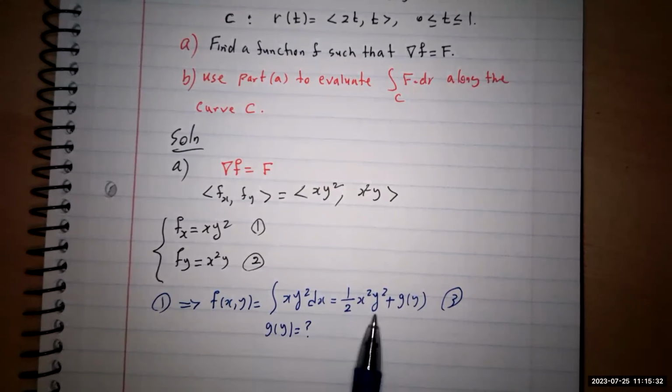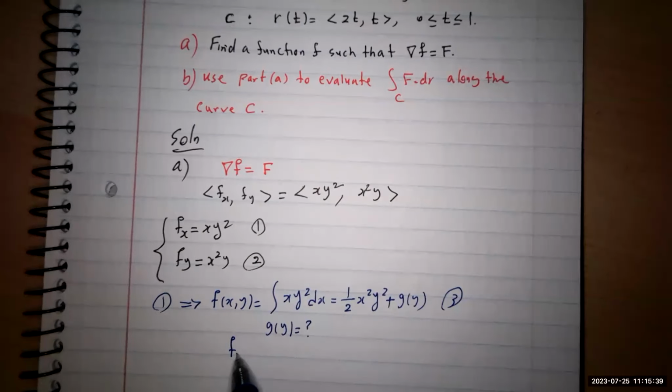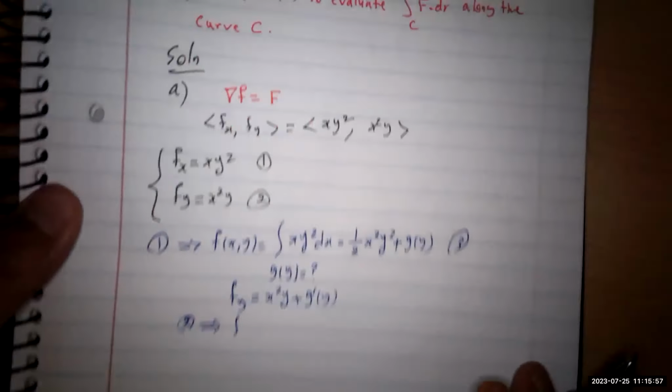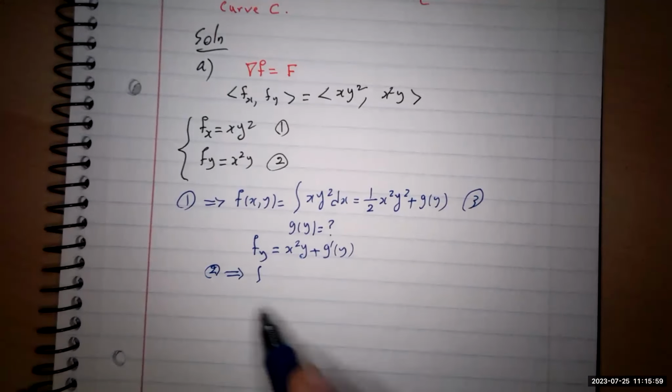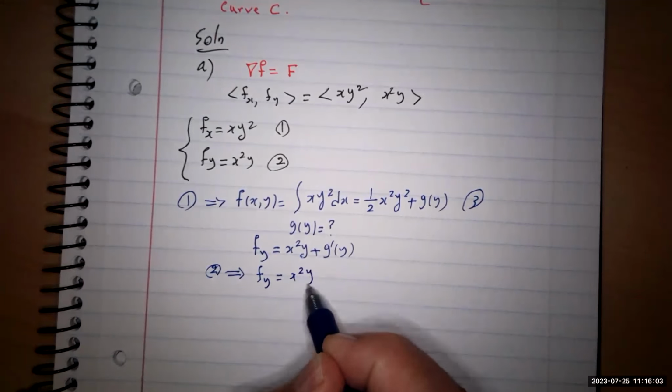So you differentiate with respect to y to be able to use equation number two. Okay, so differentiate with respect to y. So f sub y is going to be x squared y plus g prime of y. And we have it from equation number two that f sub y is already x squared y.